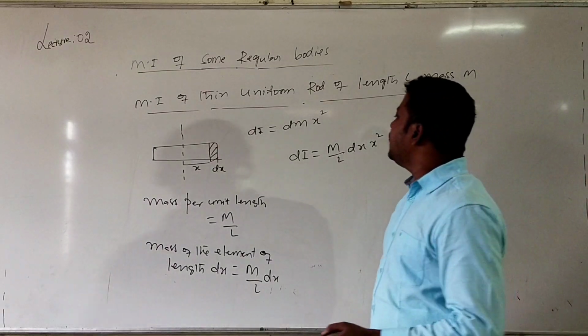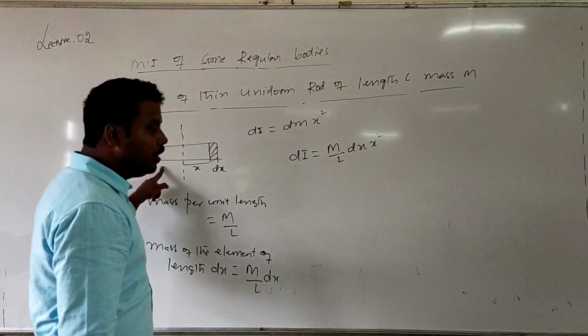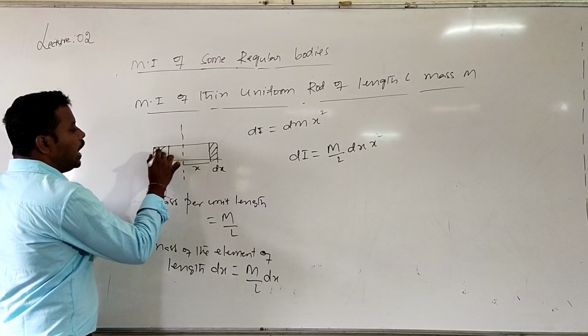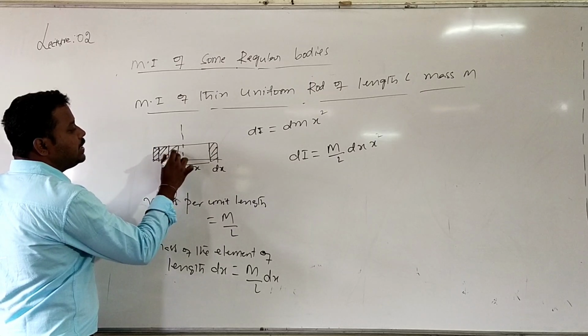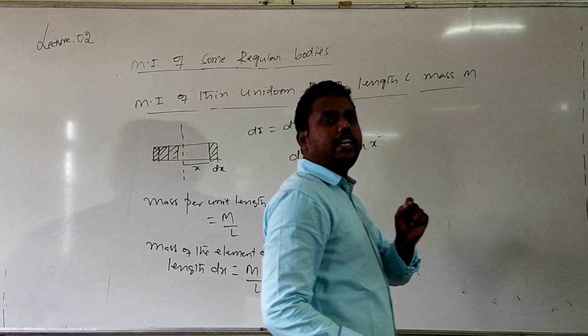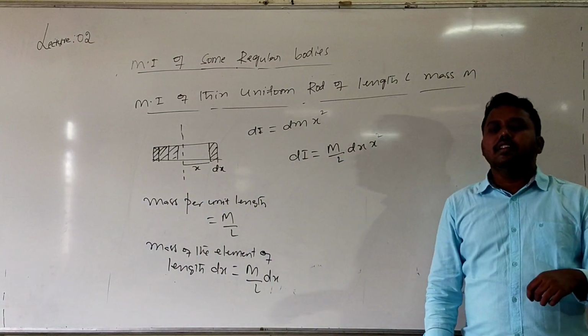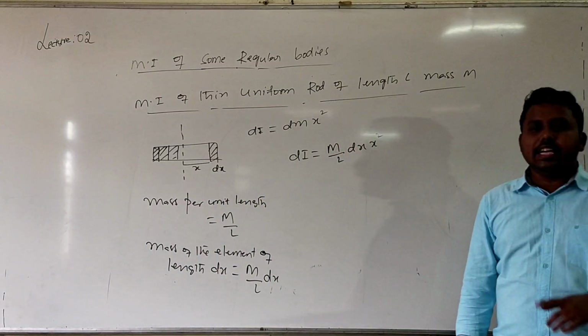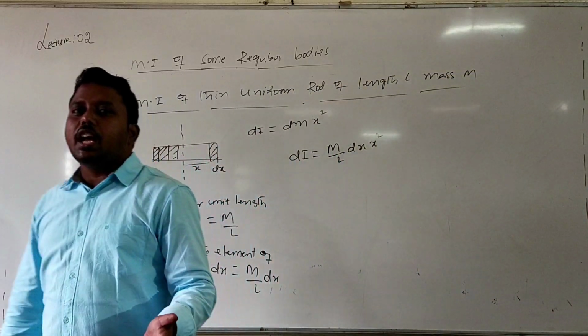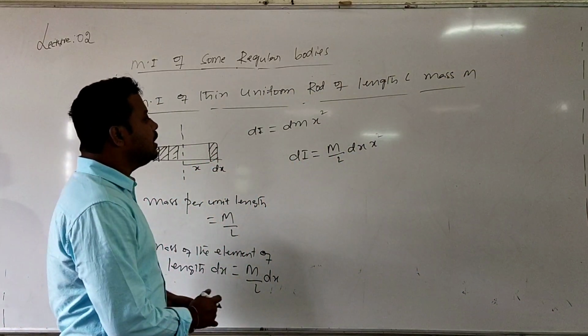How can I calculate the total moment of inertia of the rod? By dividing this total rod into a number of elements. I want to calculate the moment of inertia of each element and add them. Whenever the elements are infinitely small, we can go with integration. If the number of elements is infinite, integration. If the number of elements is finite, we go with summation.